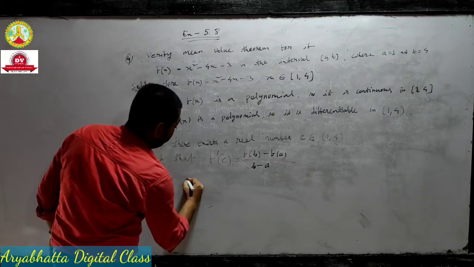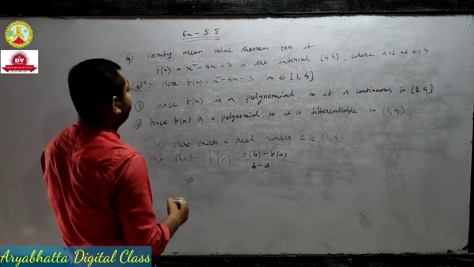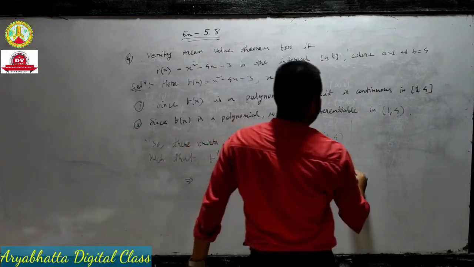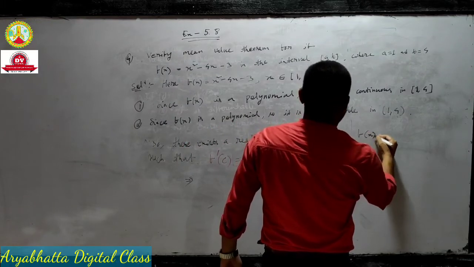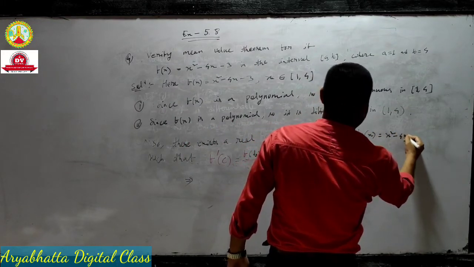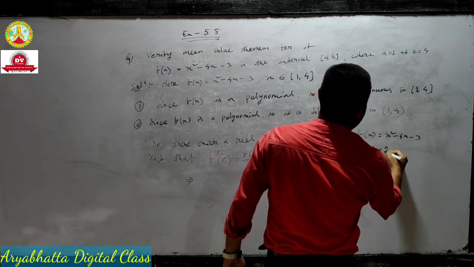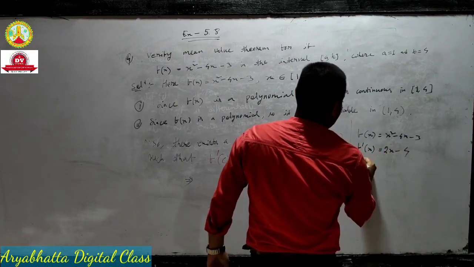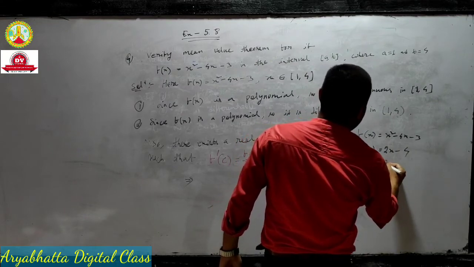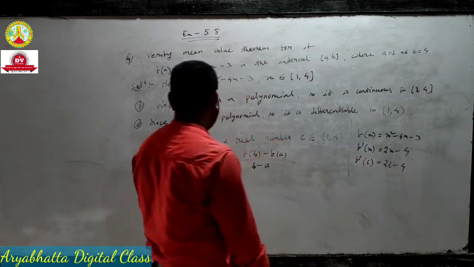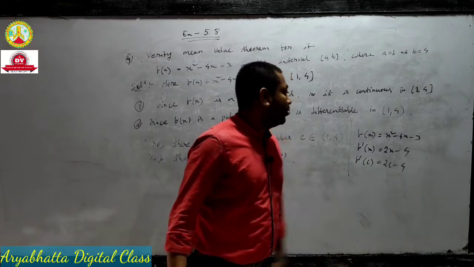That implies f dash c. Here f of x is equal to x square minus 4x minus 3. Therefore f dash x equal to 2x minus 4. Therefore f dash c is equal to 2c minus 4.